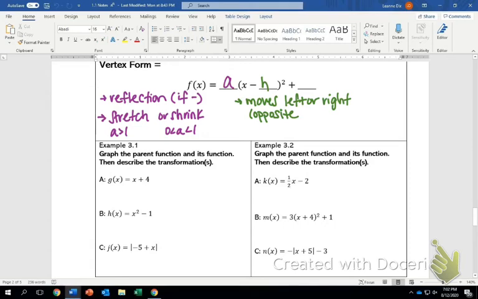So then the last letter, or the last position, if you will, notice how this last position is not inside of the parentheses or any grouping of any sort, is going to be our K. And K tells us if we're moving up or down, and because there is no minus sign, it moves as normal. So in example 3.1, we're going to go through all of these.